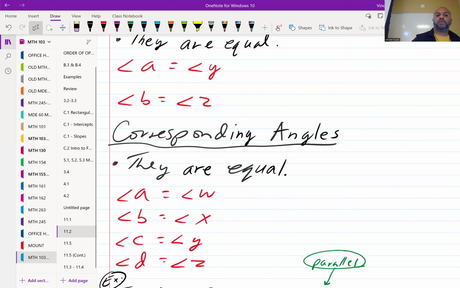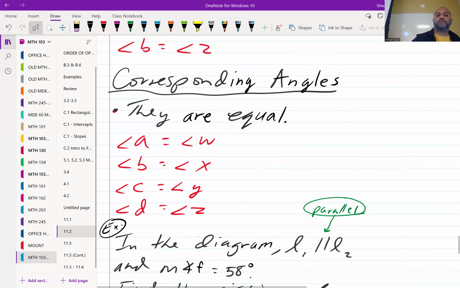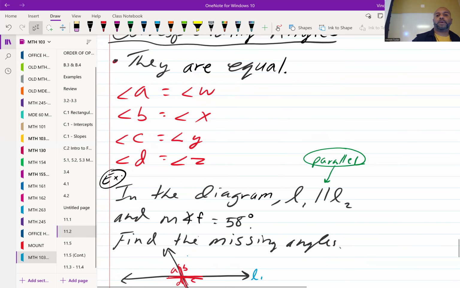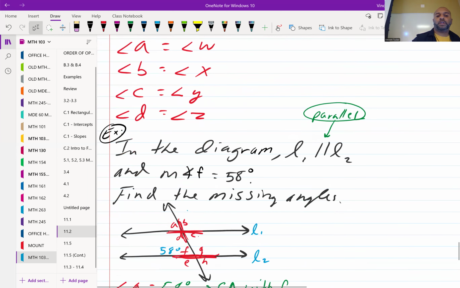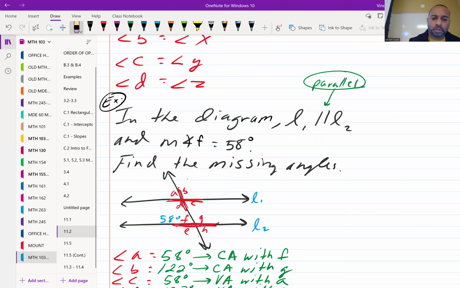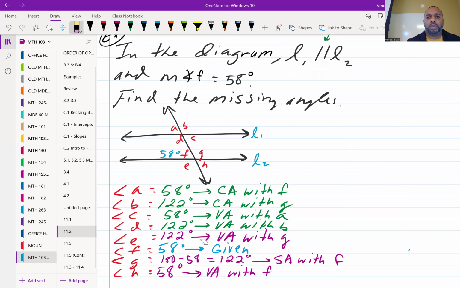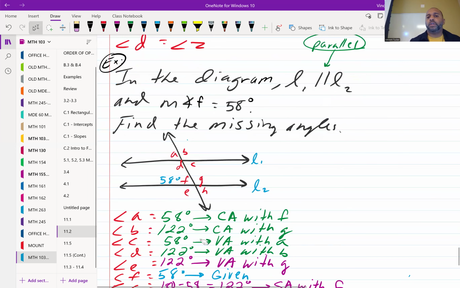All right, scrolling up. Let's take that information and find the missing angles. Anybody holding on to corresponding? All right, let me erase some of this stuff. So they give us F, which is 58 degrees. So this symbol just means that they're parallel. So they tell us L1 and L2 are parallel. And that's just to find the missing angles.